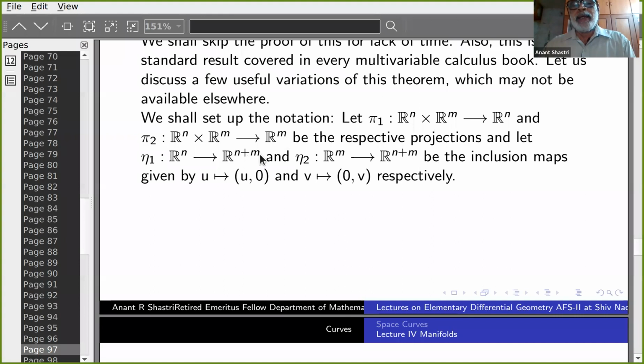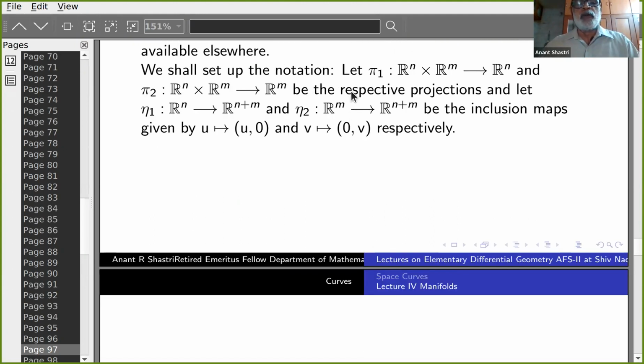Rn to Rn plus m: the first n coordinates are kept as they are, then you put 0, 0, 0. Here, you put first m zeros and then put v. So in the case when n and m are 1, 1, R cross R, it is 0, 1. This is (x, 0). This is (0, y). So that is the meaning of this. Easy notations. Don't get confused here. There are no typos here.